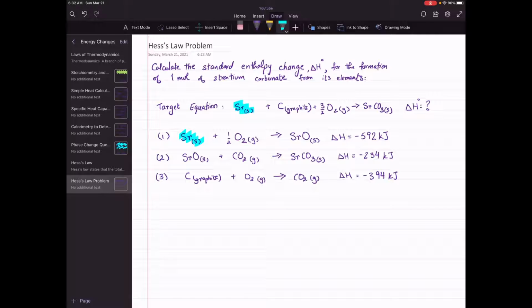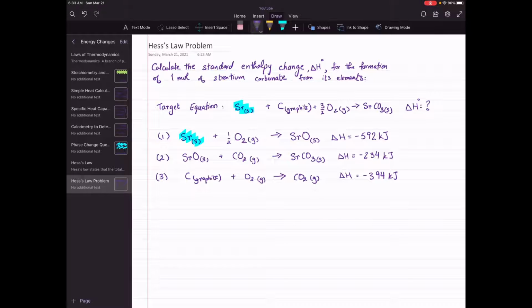So I know to get the proper number of strontiums, I have to manipulate equation number 1. Okay? So I'm going to manipulate here at the bottom, equation number 1. Now, how do I want to manipulate it? Is it on the left-hand side? Because in the target equation, strontium is on the reactant side. In my equation that I want to use, is strontium on the left as well? Yes, it is. So I don't have to flip the equation.